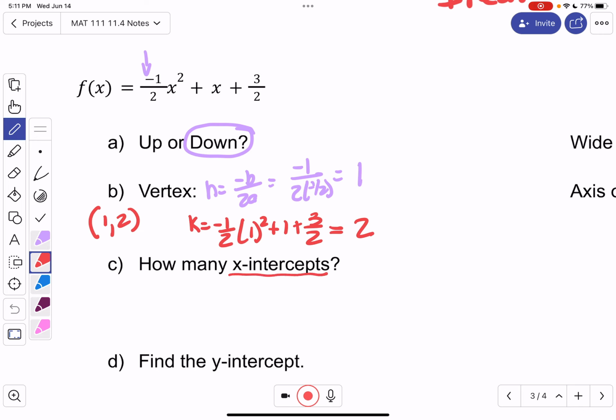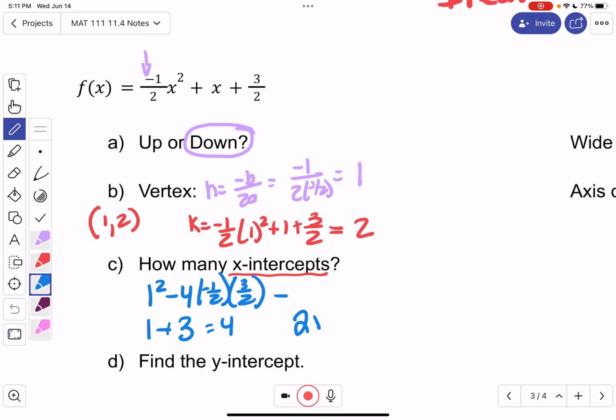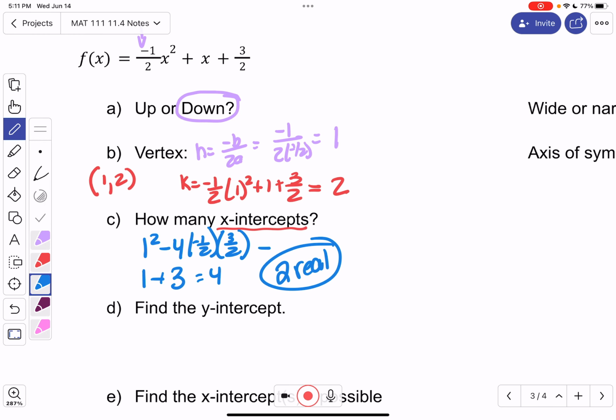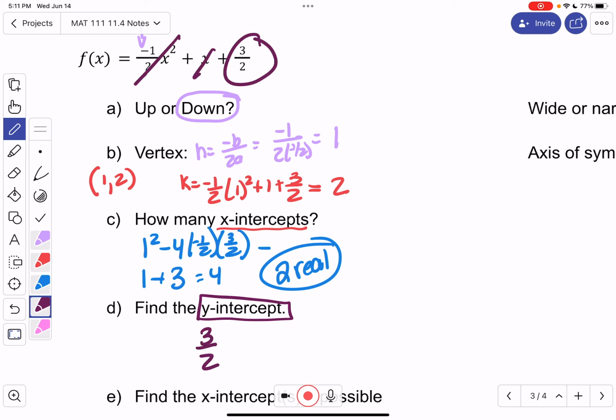How many x-intercepts? That's where we do that discriminant, b squared minus 4ac. If I do that, I get 2 times 3 over 2, 1 minus 3, 1 plus 3 is 4. That's a positive number, so we're going to have two real solutions or two x-intercepts. And then find the y-intercept. The y-intercept is when you plug 0 in, so it's always just that last number, 3 over 2.